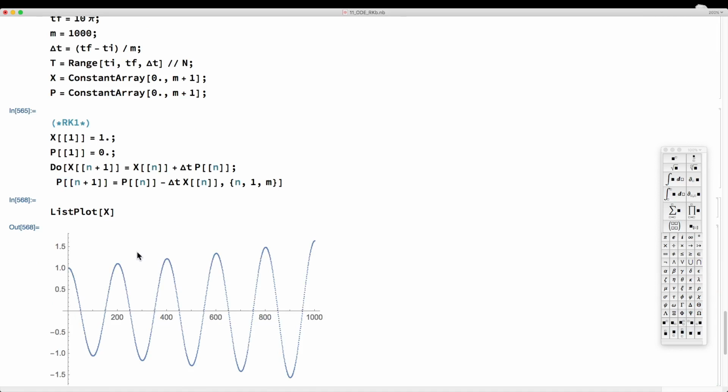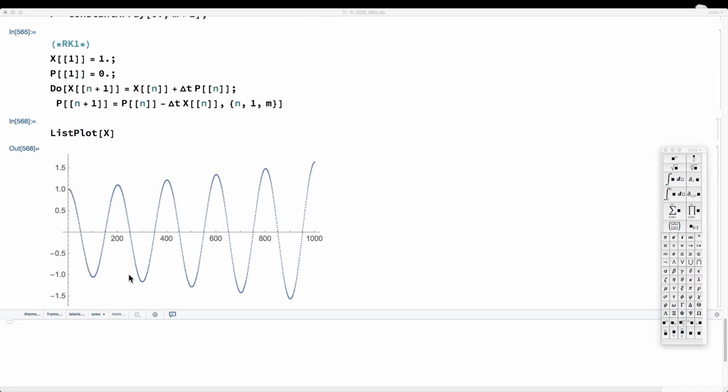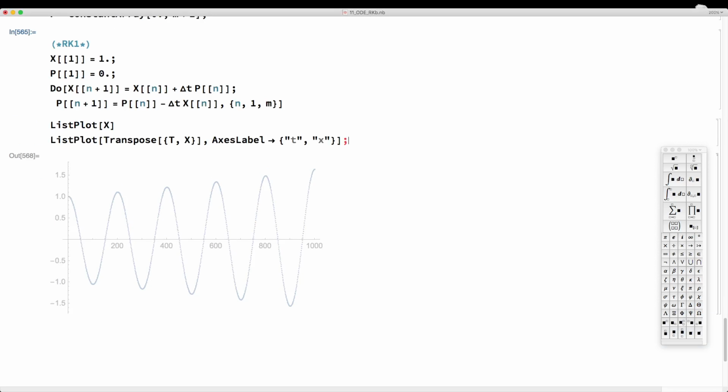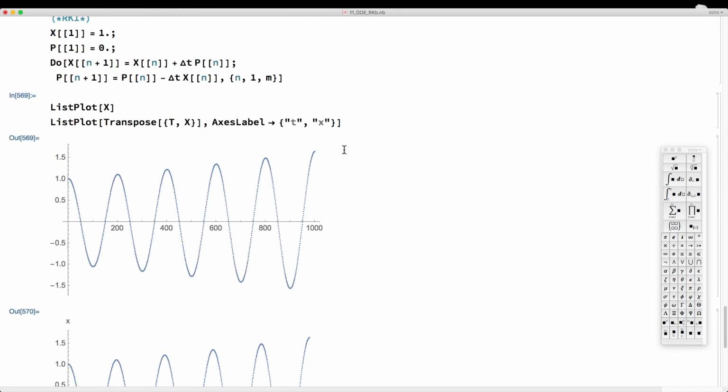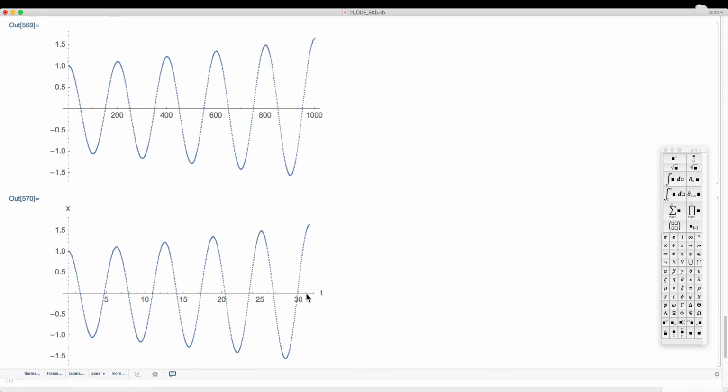Okay, and we see some kind of drift. The amplitude of the oscillation starts increasing with time. This is obviously not a very good sign. As discussed before, we want the time here, so to do that we can use list plot and use a transpose to put the time data and the x data here. And if we do that, then we have t on this axis.